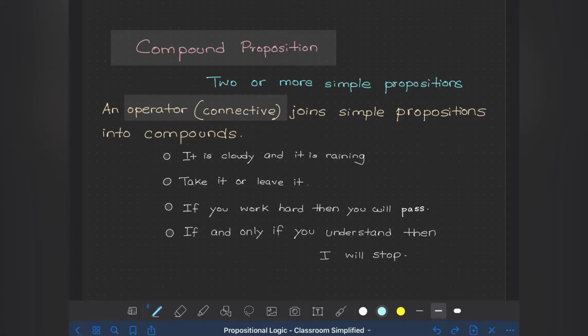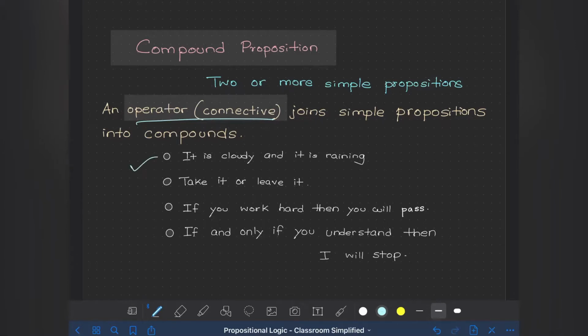Okay, so here an operator or connective, it can be more than one also, can join simple propositions into compounds, and join compounds into larger compounds. So a compound proposition can be formed using these connectives and combining various simple propositions together. So let's look into the details of this compound proposition with various examples given below.